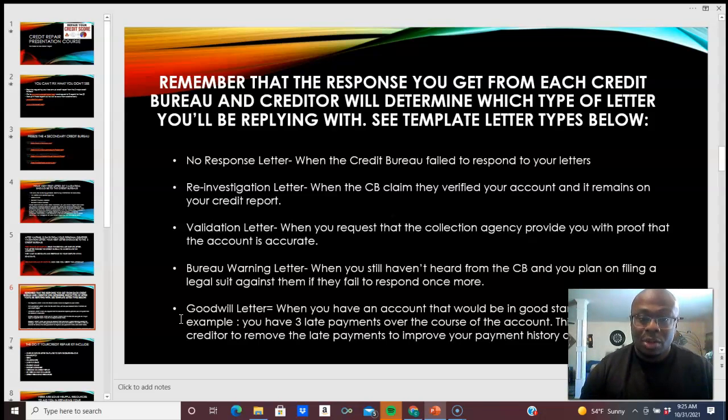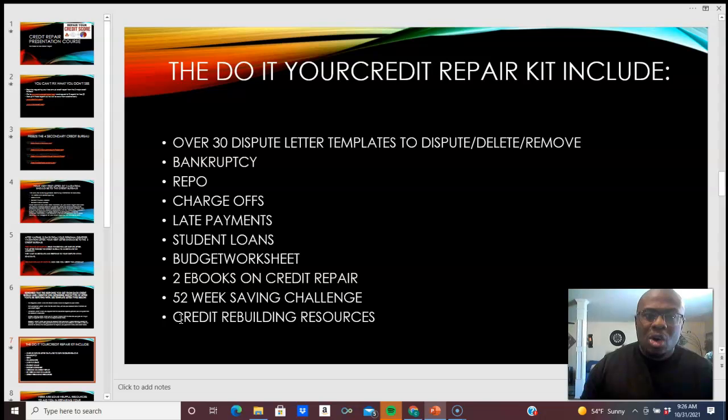We're sending that goodwill letter to the bureaus, or you send it directly to the collectors. Like Capital One, you write a letter straight to them, telling them that you need this taken off your credit. You send a letter directly to them saying you need to take this off my credit. So these are the steps that we go through.